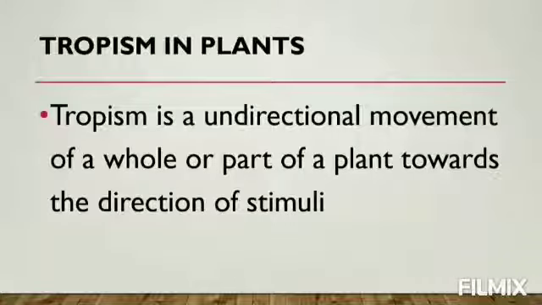Tropism in plants. Tropism is a unidirectional movement of a whole or part of a plant towards the direction of stimuli. Stimuli means the stimulator which stimulates the direction of the movement of a plant. So, tropism is a unidirectional movement of a whole or part of a plant towards the direction of stimuli. There are a few types of tropism that take place in plants. Let us see in detail.